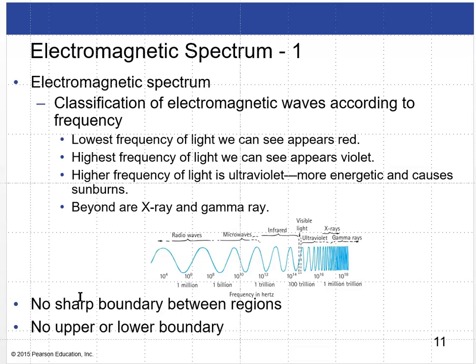Okay, the electromagnetic spectrum is basically the classification of electromagnetic waves according to frequency or wavelength or energy, whichever one you want to relate it to, because they're all related to each other. The lowest frequency of light that we can see appears red. The highest frequency of light that we can see appears violet. Higher in frequency than that would be ultraviolet, and that's more energy and can cause sunburn. Beyond that are X-rays and gamma rays, which are even more damaging to human cells. There is no sharp boundary between regions, and there is no upper or lower boundary on the electromagnetic spectrum.